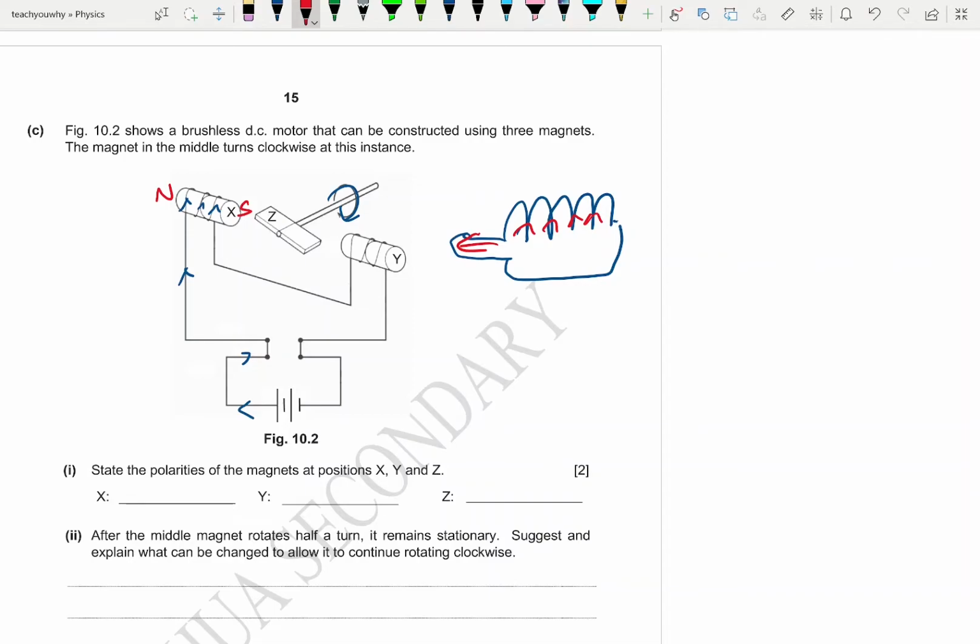Okay, so because this is rotating clockwise, this Z will also be south, so that it can push and cause it to spin this way. And of course, this will be north, this will be south. And hence, the answer is south, south, and south. Yeah, okay.